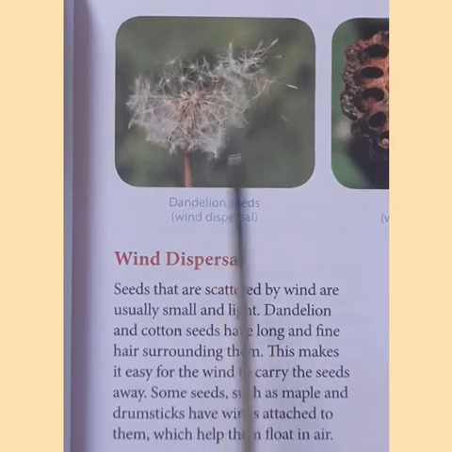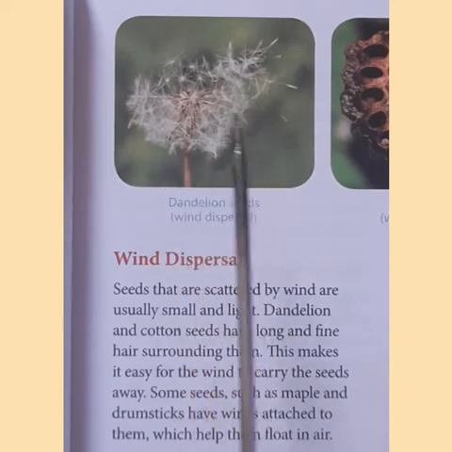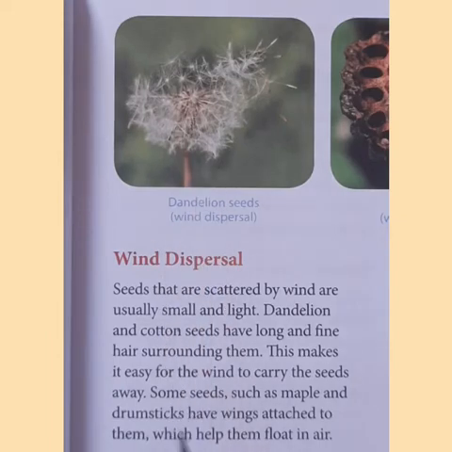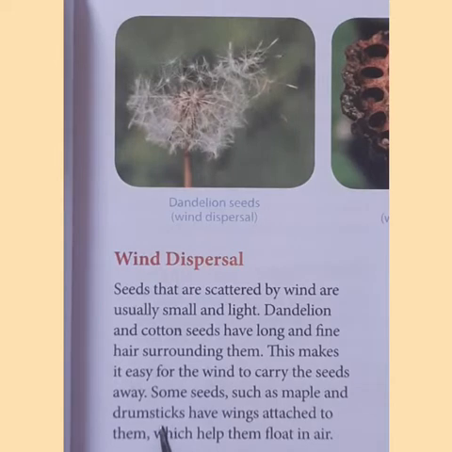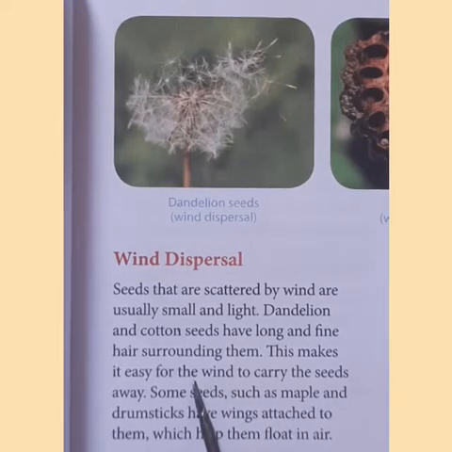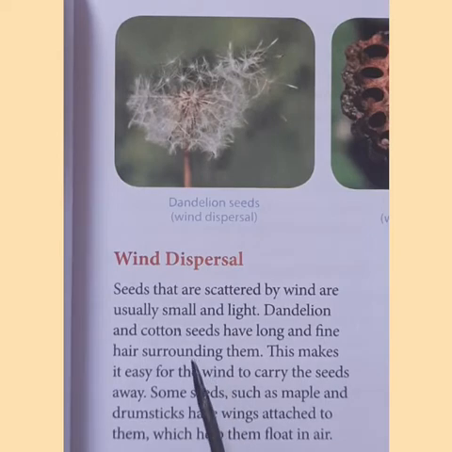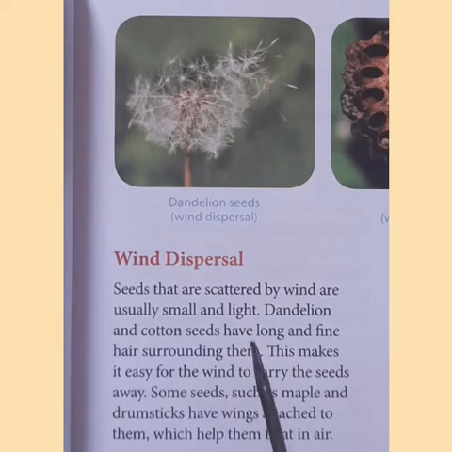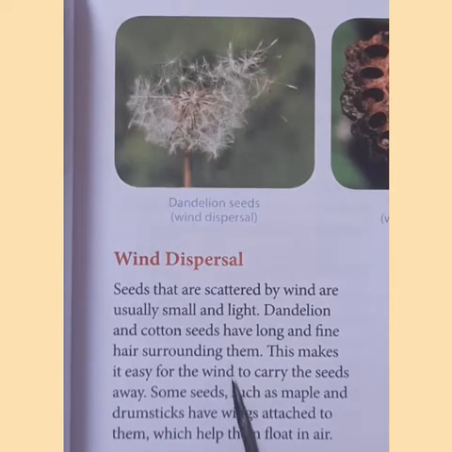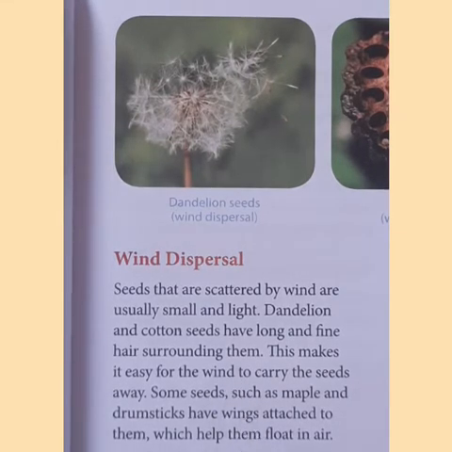Other than that, some seeds will have wings also, as in maple and drumstick seeds. These maple and drumstick seeds have wings attached to them which help them to float in air. So they move far away in wind from the parent plant and join the soil. When the conditions favor them, they grow into new plants.